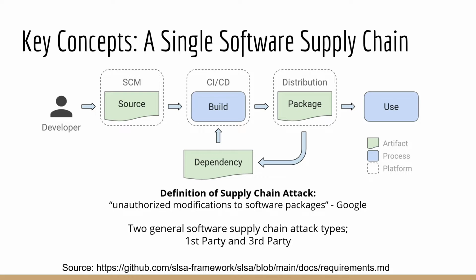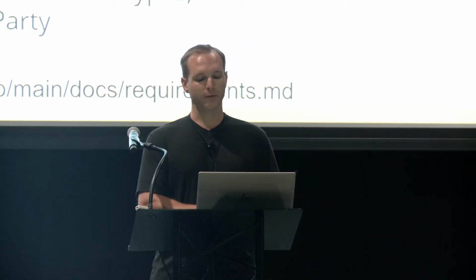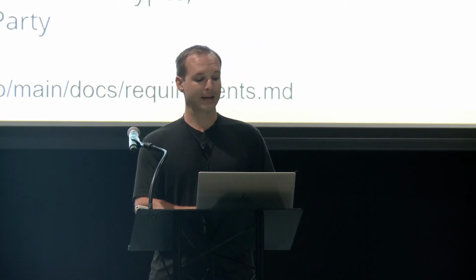user. Distribution in open source, Sid had mentioned APT, Yum. In the open commercial world, it is like the Apple App Store and the Google stores. So an attack against this supply chain is any unauthorized modification within that process. Google defines it pretty simply. We're going to go through many different attacks through this process. Like I mentioned, there are two general software supply chain attack types, first party and third party.